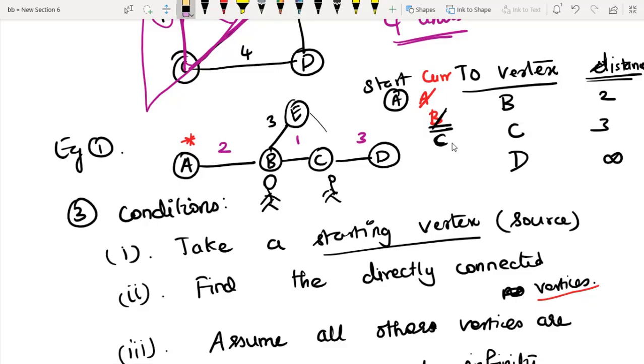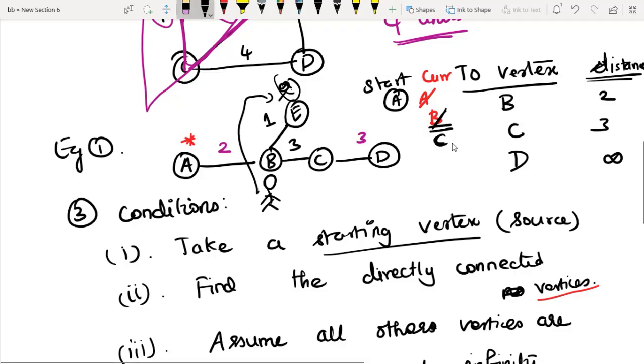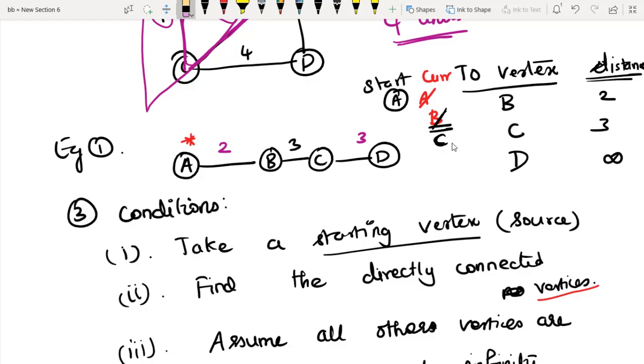Now you may ask another question. If I make this 3 and I make this distance 1, now where should I move? You should move to E. E should be the current node, because C has a distance of 3 and E has a distance of 1. So move to E. I'm explaining the scenarios, but in the example that we took, there are no scenarios like this, only one.